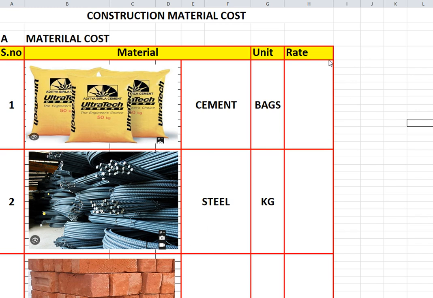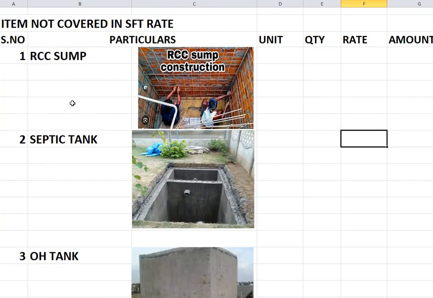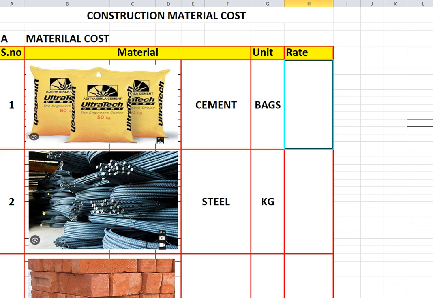Also, in brief, I shall cover the extra items of work which are not covered under the square feet rates. When you give a building for a contract on a square feet basis, there are some extra items of work involved, like RCC, septic tank, overhead tanks, or different works. That also we will have a brief look at the end of this session. Now, material cost. We will look one by one at the material costs and their rates.